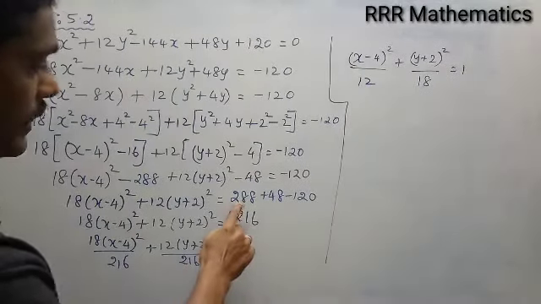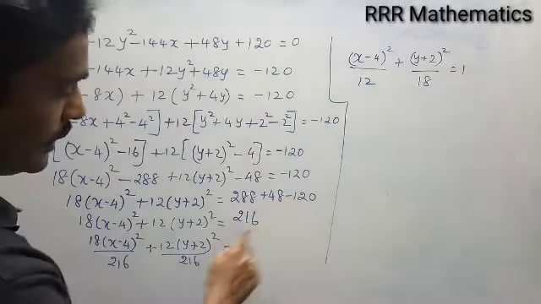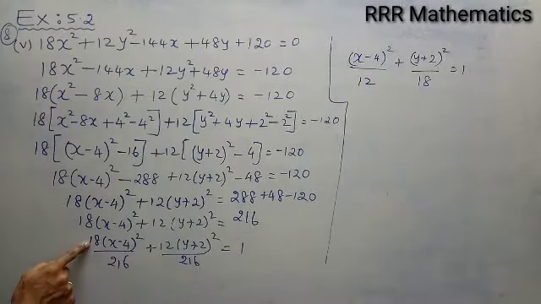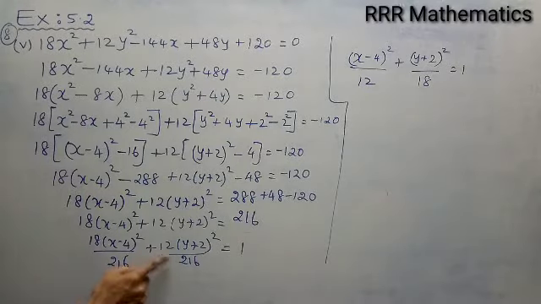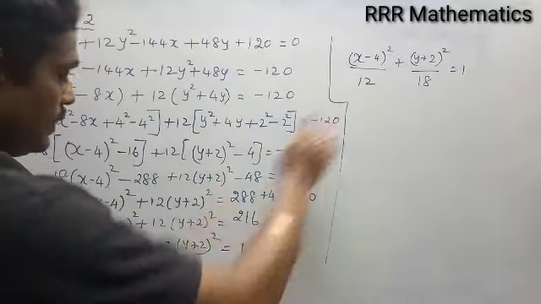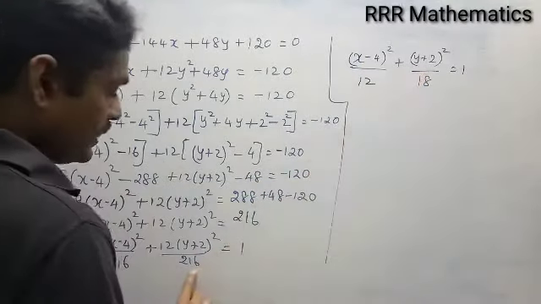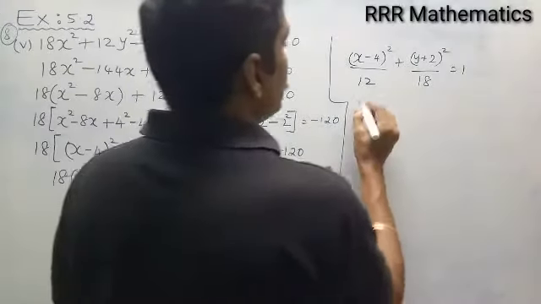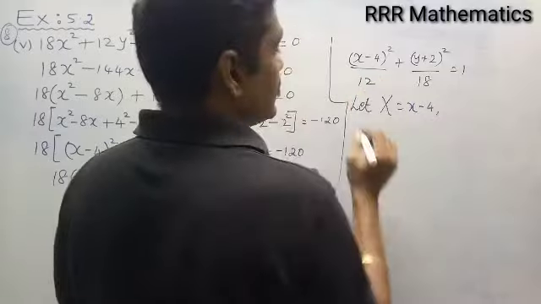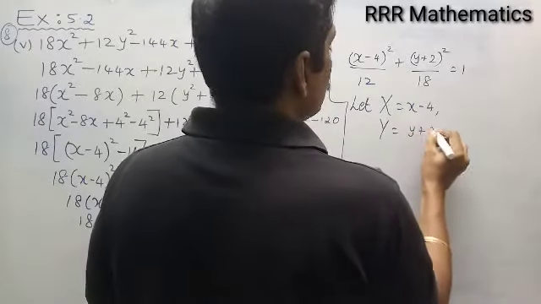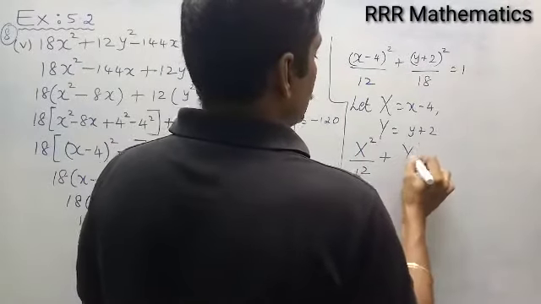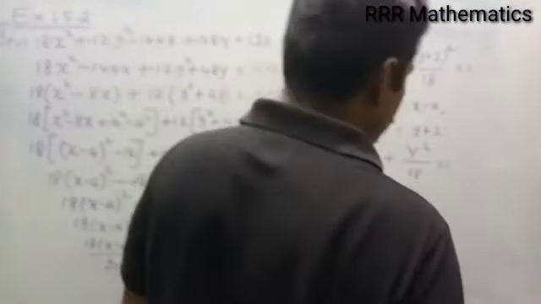See, finally I am getting 288 plus 48 minus 120 gives 216. When you divide 216, it becomes 1. Put 216 here and here. This 18 here how many times? 12 times. This 12 appears here 18 times. So I am getting (x minus 4) whole square by 12 plus (y plus 2) whole square by 18 equal to 1. Now I am going to replace this x minus 4 as capital X and this y plus 2 as capital Y. It will be capital X square by 12 plus capital Y square by 18 equal to 1.